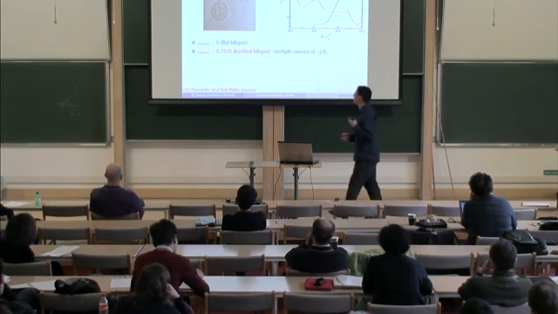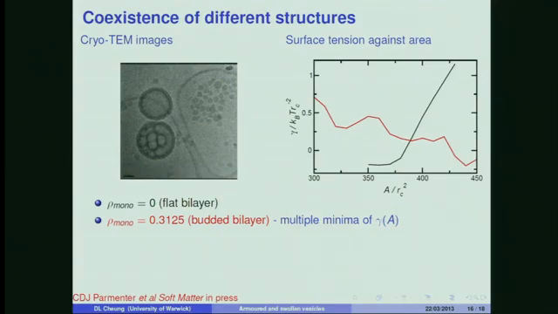Now, the other notable thing about the TEM images is that they actually see coexistence of different vesicle structures in the same system. One possible reason is that if you look at how the surface tension of the bilayer changes as we change the cross-sectional area, for the flat one it just increases as you expect. But when you have lots of hydrophobic monomers in there, you see a much more complex change in the surface tension with cross-sectional area. You see multiple minima, and that could explain some of this coexistence of different vesicle structures in the experiment.